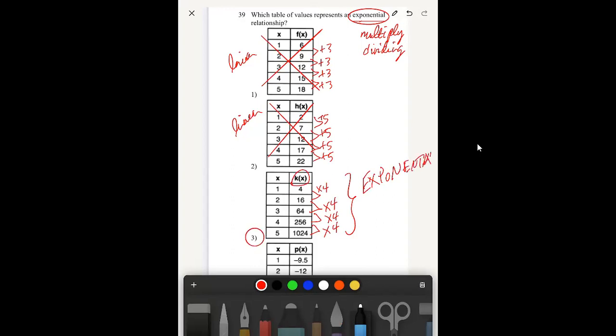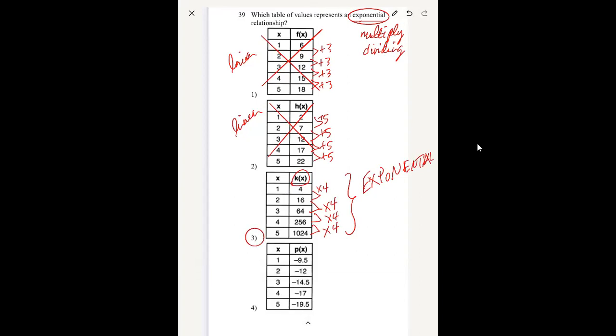Now, just for good measure, let's look at the last one. Let's see, I'm going to make this one blue. This one is going down by $2.50. This one is going down by $2.50. This one is going down by another $2.50, negative $2.50. So this is linear because we're subtracting the same number. So we got 3 linears and 1 exponential. I did more than I needed to do, but you see, this is exponential. The answer will be 3.